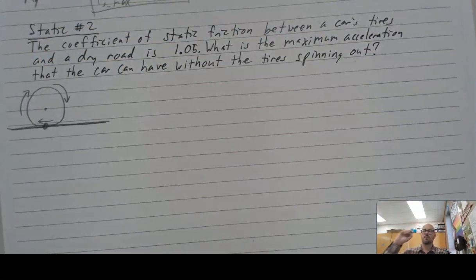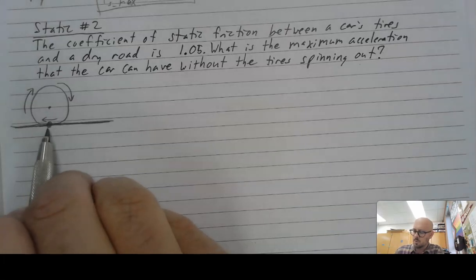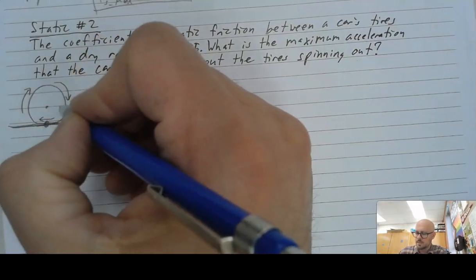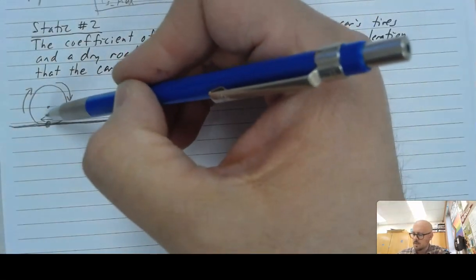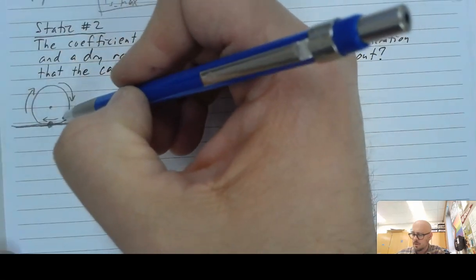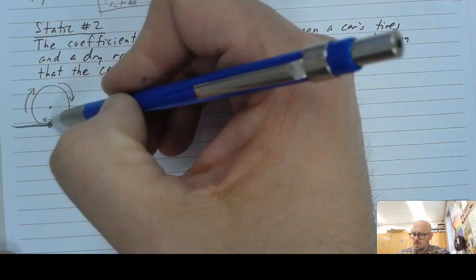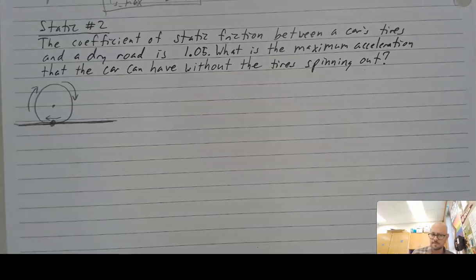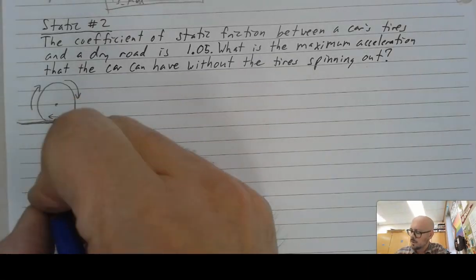That means that the bottom of the tire is pushing the road to the left. That means that the road is pushing the tire to the right. And that is why the tire moves to the right. So because the tire is rotating in this direction, when we think about what's happening at the bottom of the tire, it is always moving to the left, which means it can only push things to the left. It pushes the road to the left, the road pushes the tire to the right.